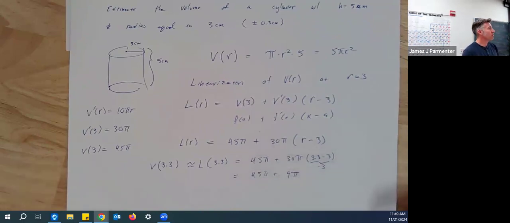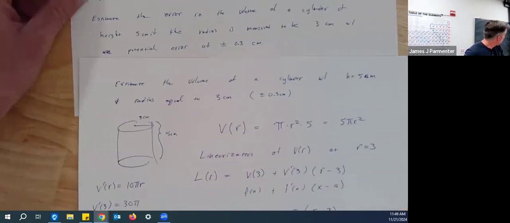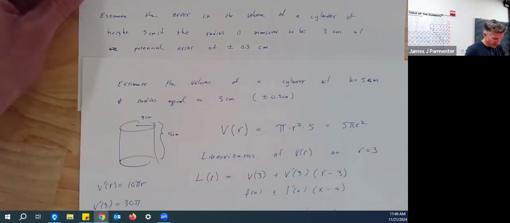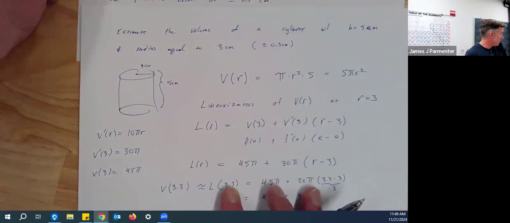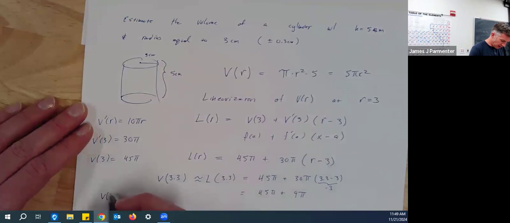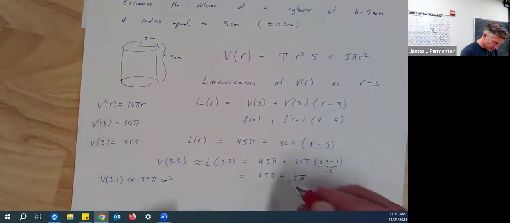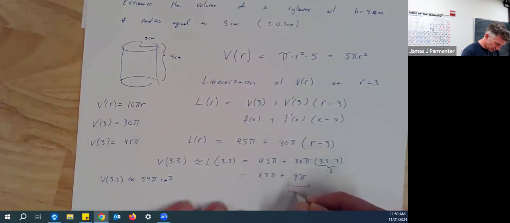Okay, so depending on what's being asked, we have to be careful how we answer this, right? I actually rephrased the question in a slightly wrong way, because the original question was to estimate the error in the volume, and what I rewrote here was estimate the volume, which is not the same thing. So this is our estimate of the volume. The volume of a cylinder with a radius of 3.3 is approximately 54 pi cubic centimeters. But the error is just this part here. So this is our error estimate.